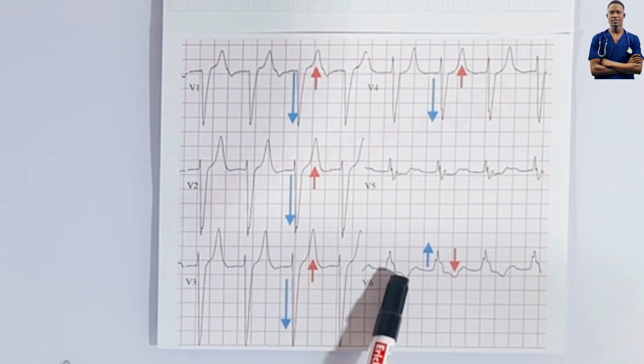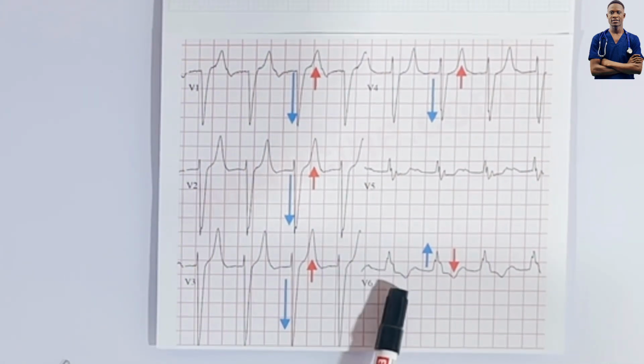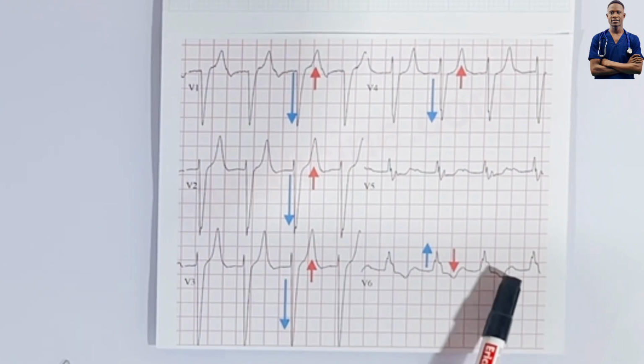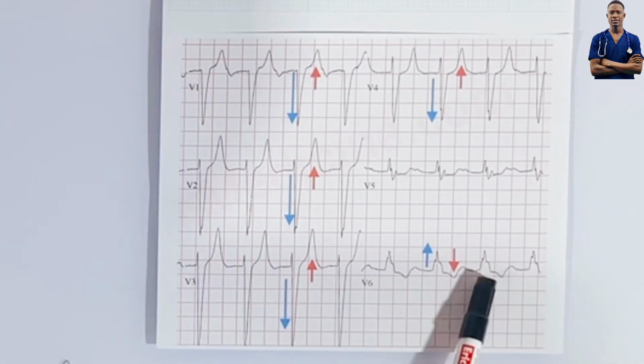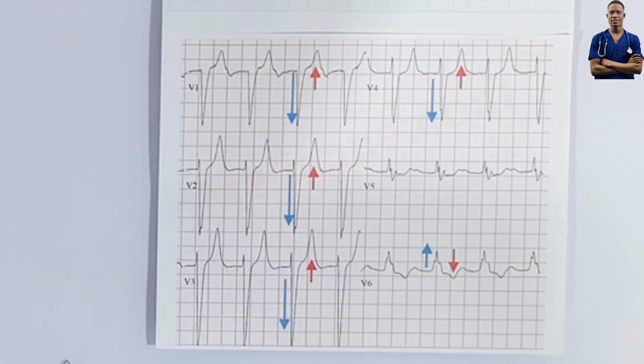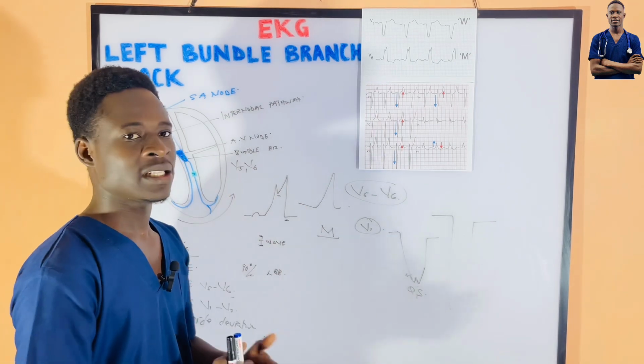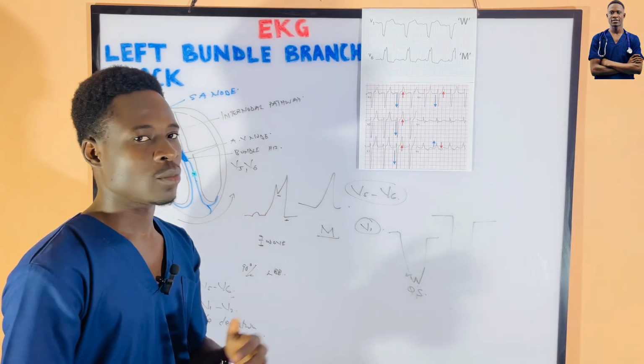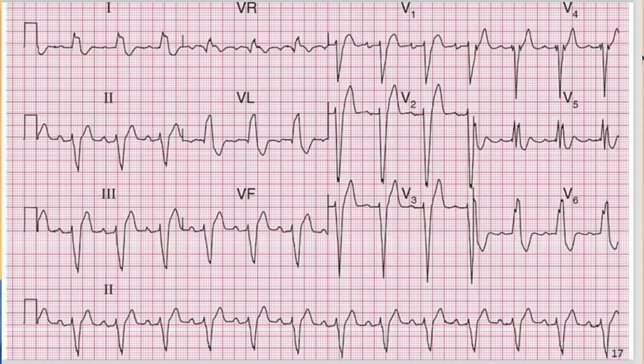Now let's go to the V6. V6 too is giving us what? First, second, in the form of what? M. In the form of M. So this M is also giving us an idea of the left bundle branch block. Now let's look at the graph on the board. What can we see? Now we can clearly see that there's what? An M shape on the QRS complex. You understand? An M shape on the QRS complex of the V5 and then the V6.